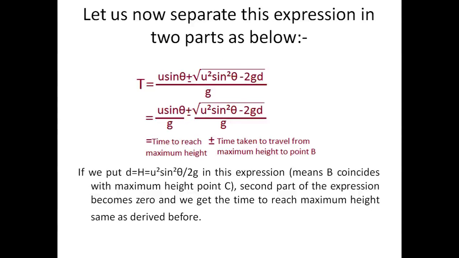Let us now separate this expression in two parts as below. The first part is u sin theta by g, which is the time to reach the maximum height, and second part is plus minus under root u square sin square theta minus 2gd, by g. It is the time taken to travel from maximum height to point B. If we put d equal to h equal to u square sin square theta by 2g in this expression, means B coincides with maximum height point C, second part of the expression becomes 0 and we get the time to reach maximum height same as derived before.